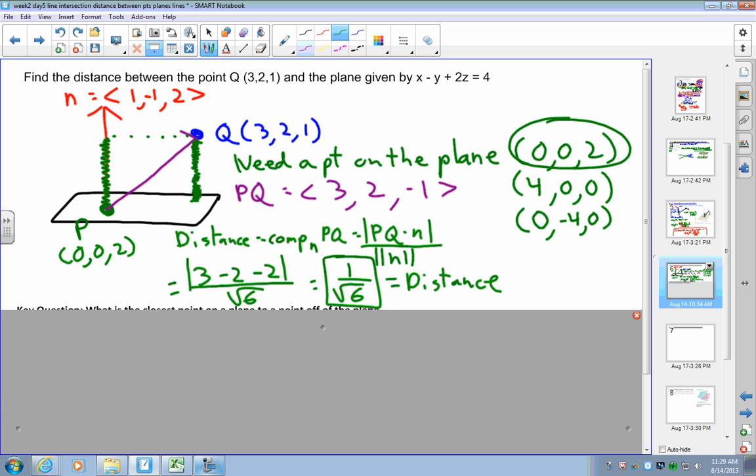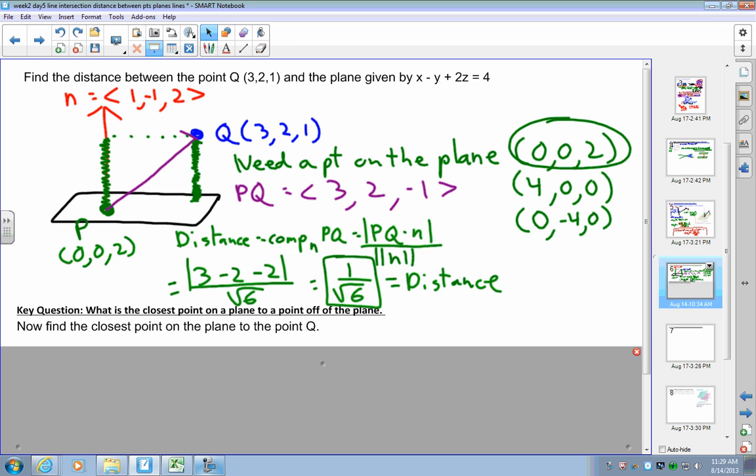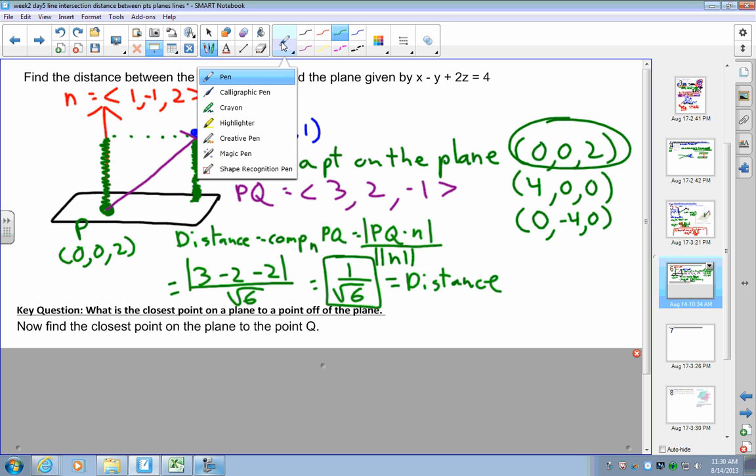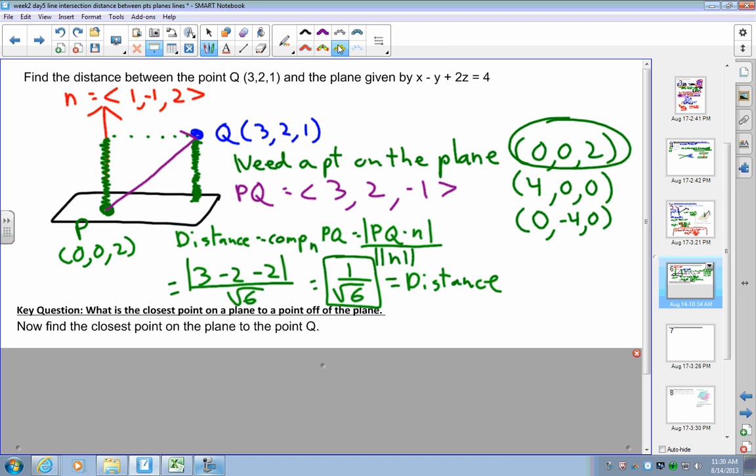Okay? Now, the question I like to ask on top of it is this. Key question: what is the closest point on a plane to a point off of the plane? So this question is asking, now find the closest point on the plane to the point Q. You see it. I can show you where it is. I want this point. So when you drop the rope down from the treehouse, I want to know exactly where it lands. If you drop it perpendicular, it's going to fall. I want to know the smiley face. So that's the guy I'm trying to find.